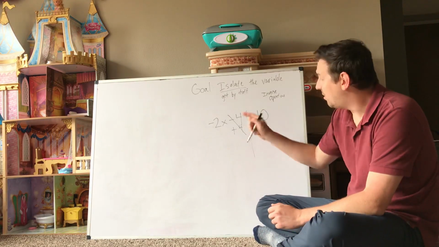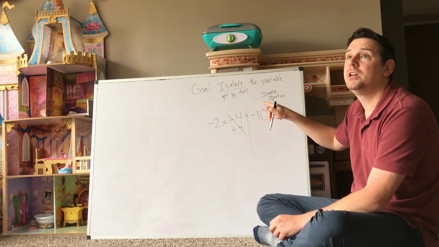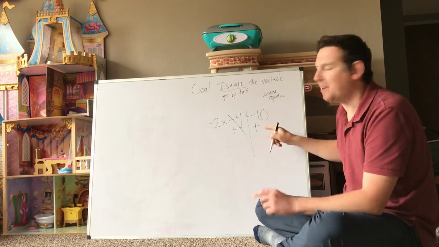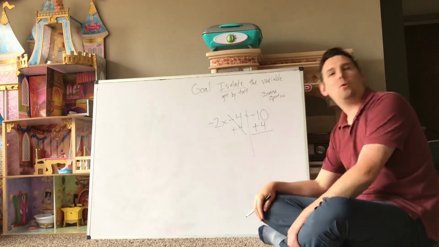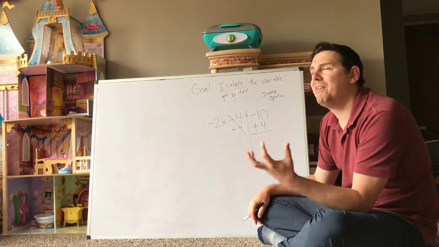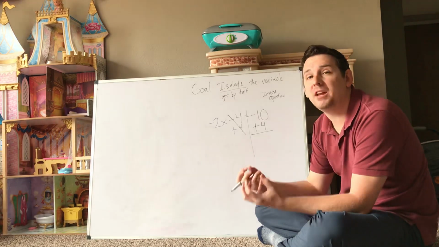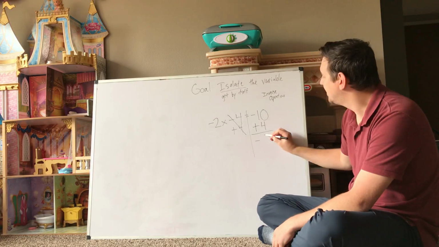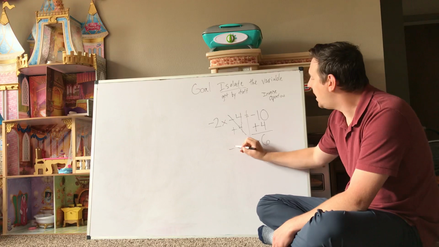If I add 4 on this side, I should add 4 on this side. Negative 10 plus 4: if I've got 10 negatives and I combine that with 4 positives, what's there more of, negatives or positives? Negatives. How many more negatives? 6. What's still left on this side is a negative 2x.